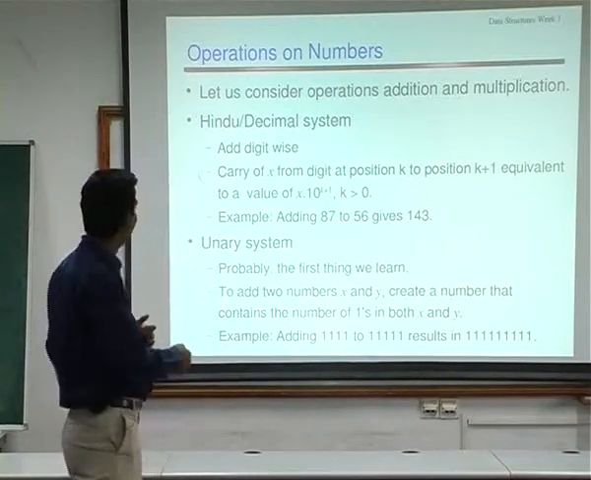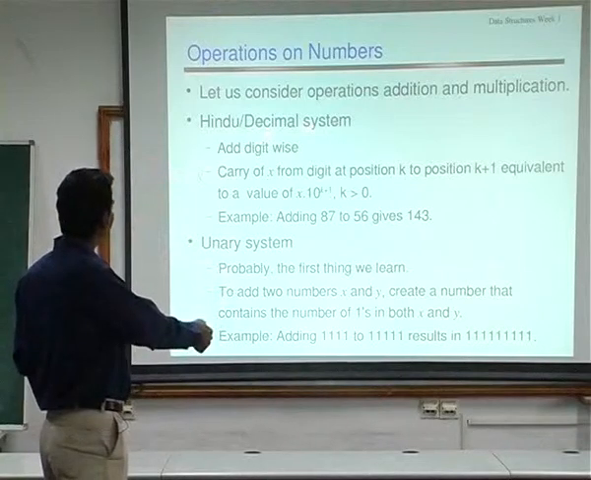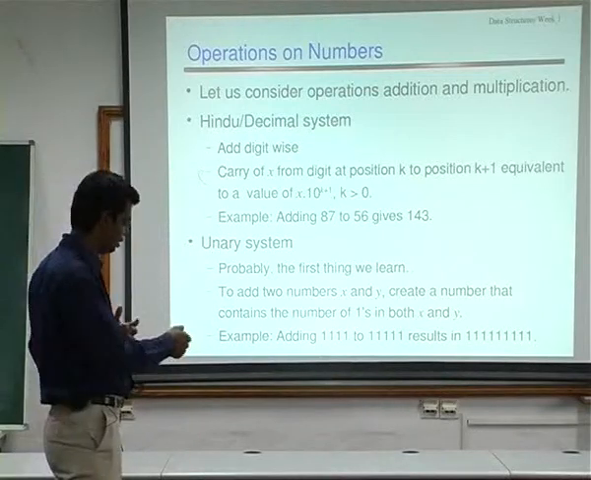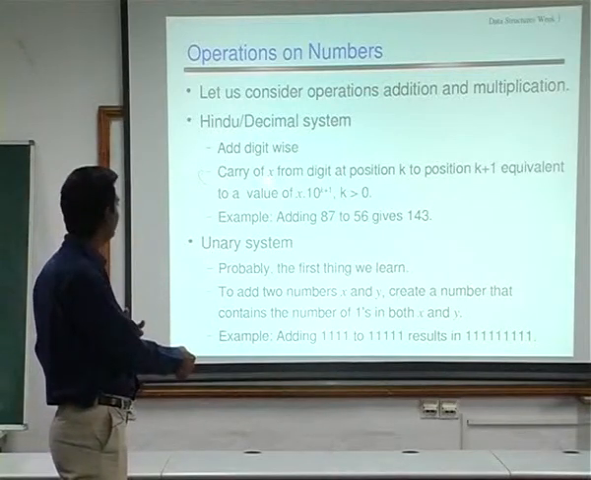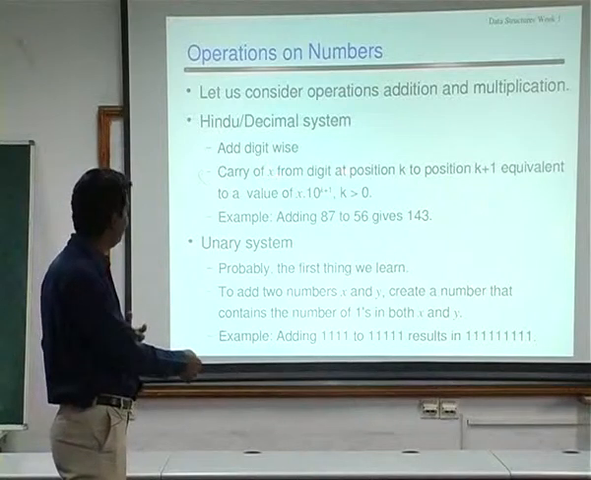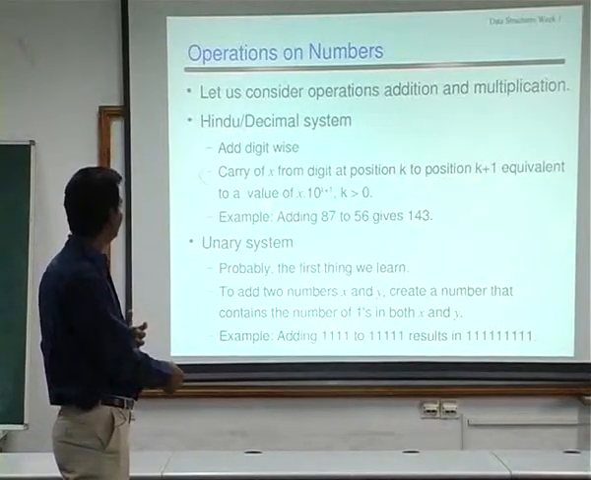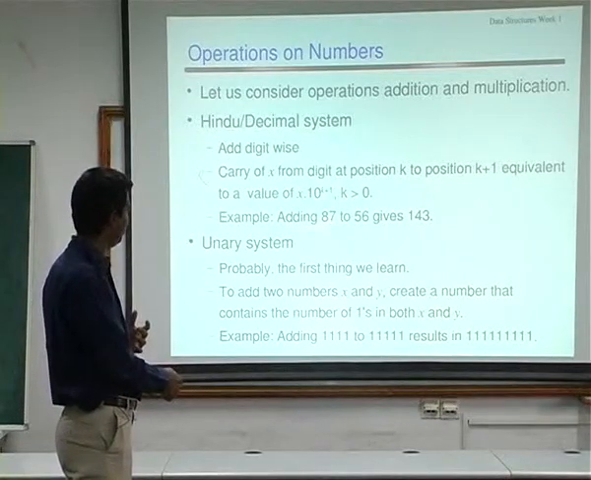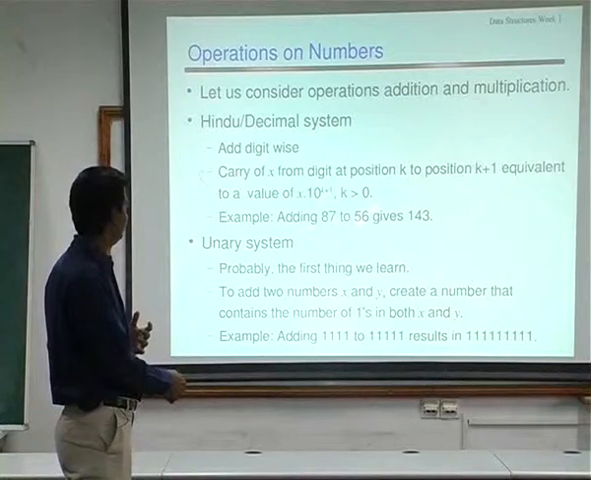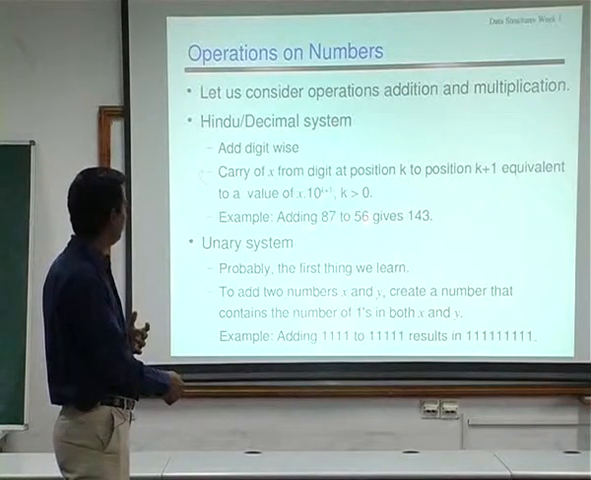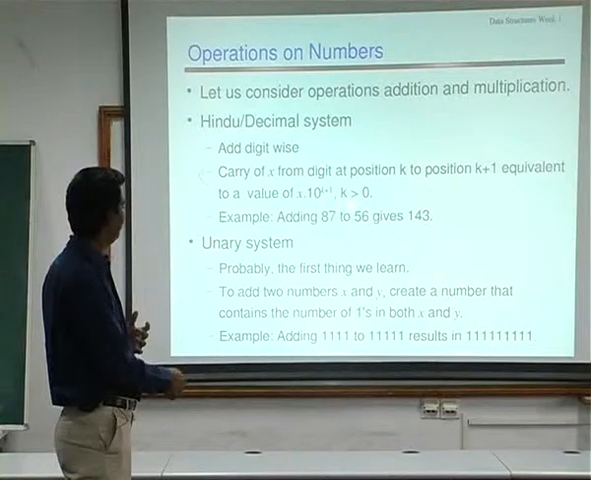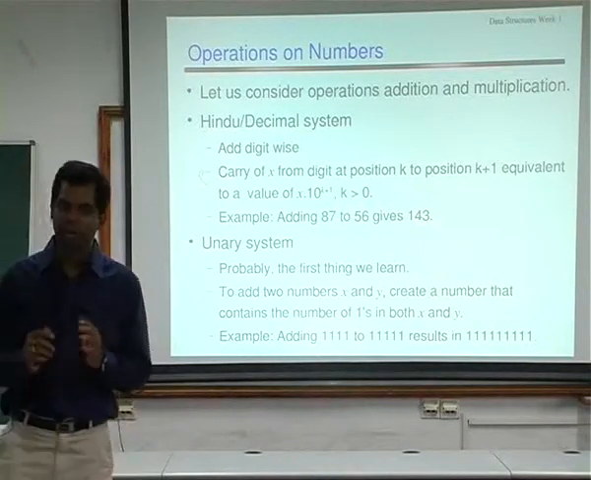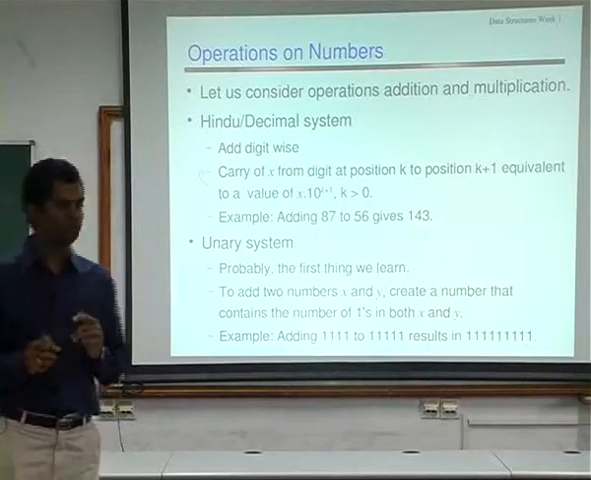So let us consider addition first. In the decimal system, we all know that we add digit-wise. What does this mean? It means that if you have a carry of x from digit position k to k plus 1, it is equivalent to a value of x times 10 to the k plus 1, where k is greater than 0, right? So for instance, when you add 87 and 56, you know that there will be a carry of 1 from the units position, and that gives the result as 143, right? So that's how we do addition in the decimal system.